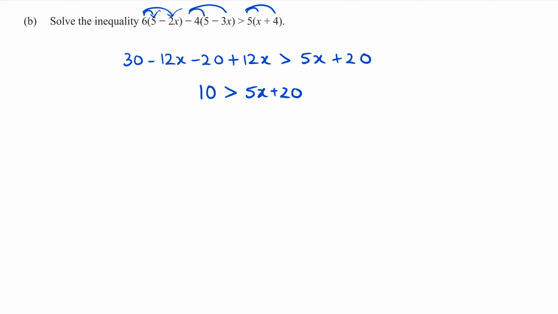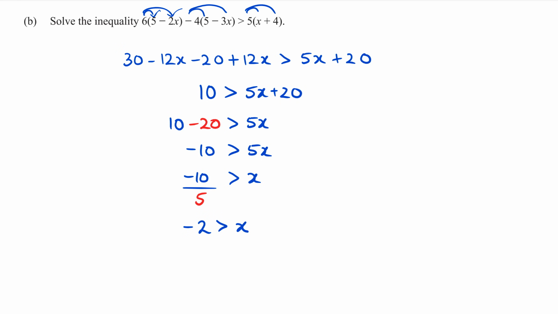So we're going to get rid of the 20 first. When we get rid of the 20 to the other side, it becomes minus 20. So we've got 10 minus 20 is greater than 5x. In other words, negative 10 is greater than 5x. And getting rid of the 5 to the other side, we get negative 10 divided by 5. And so our final answer ends up being negative 2 is greater than x. So that is one answer.